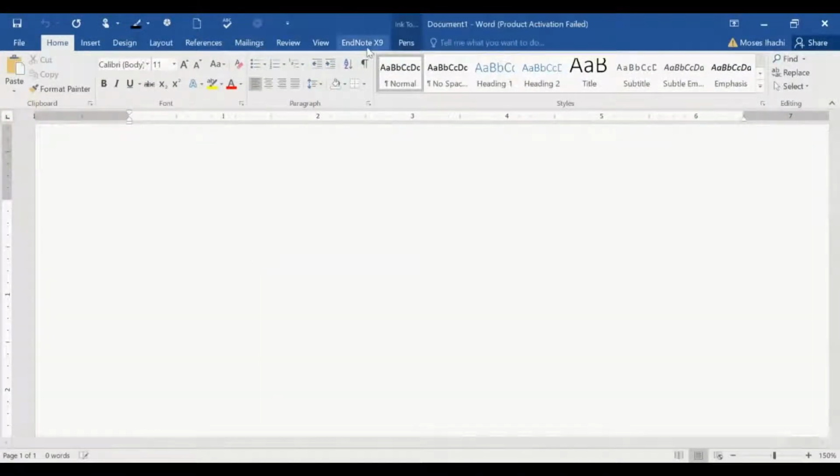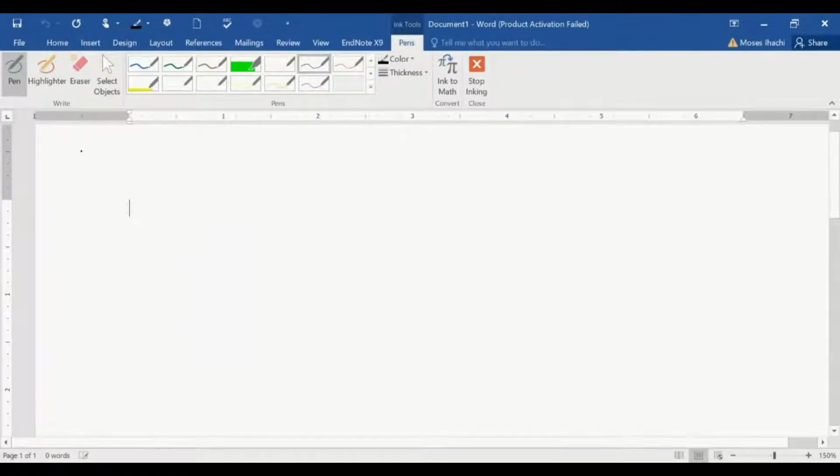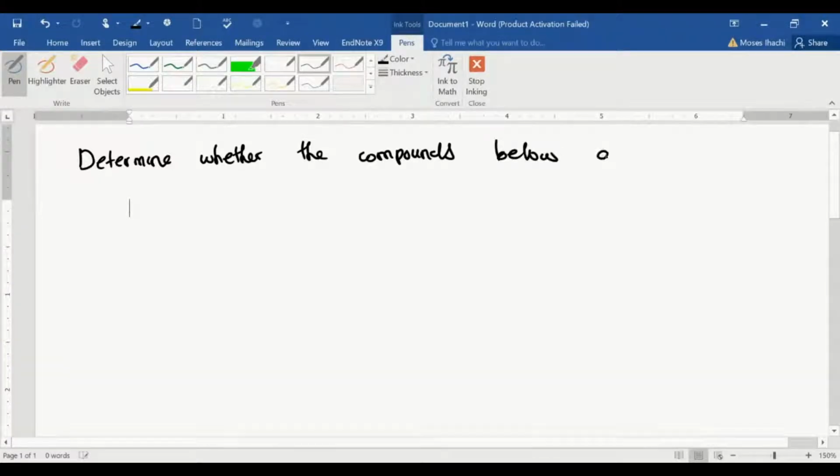Hello. So in this lesson, we're going to determine whether compounds are neutral, acidic, or basic. So the question is, determine whether the compounds below are acidic, basic, or neutral.